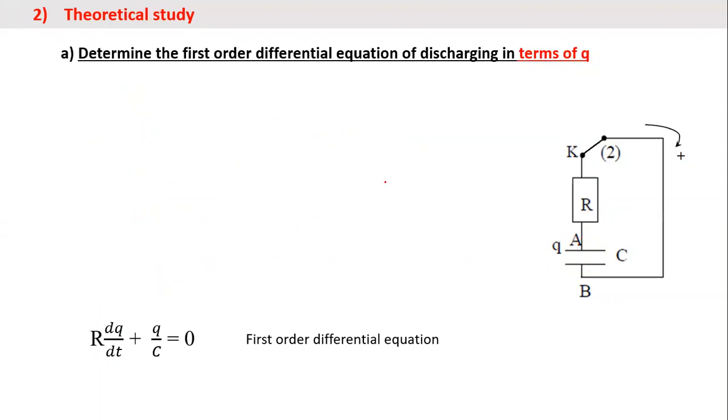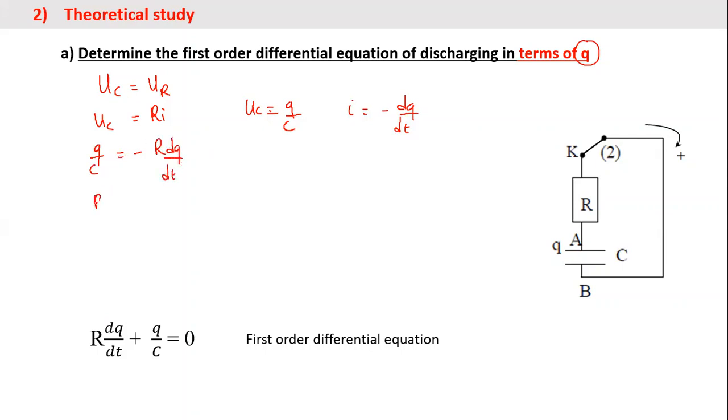What if we want to find it now in terms of Q? So we'll do the same thing. UC is equal to UR, and it's equal to R times I. And we know that UC is equal to Q over C. So I want to write it in terms of Q. And also I equals minus dQ over dt. And then we substitute. So we'll get Q over C equals minus R dQ over dt.